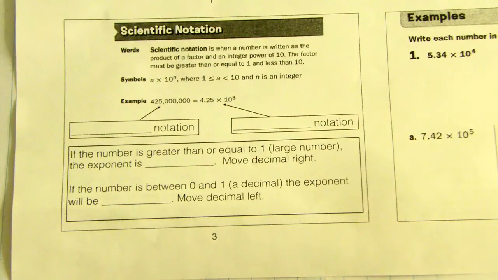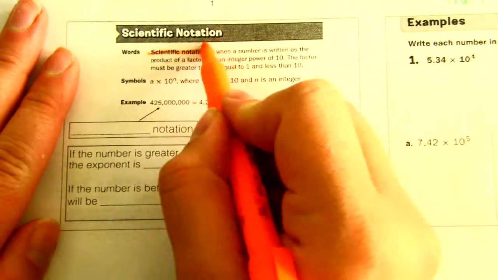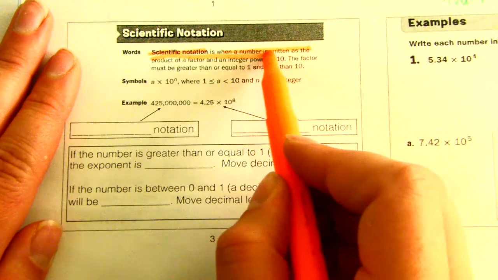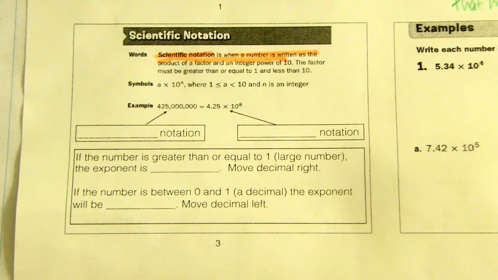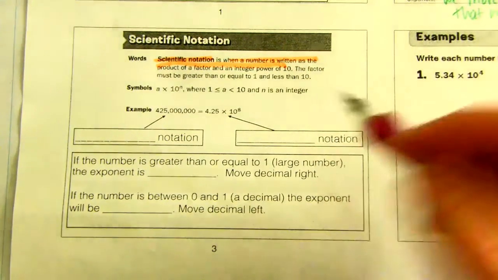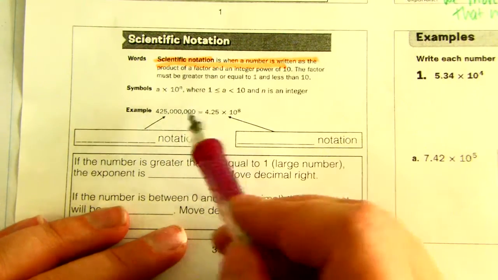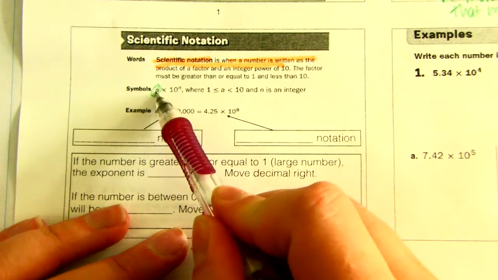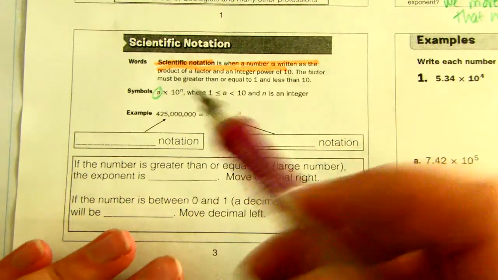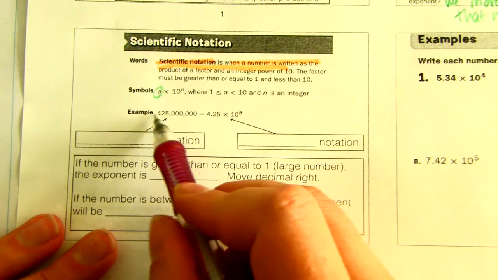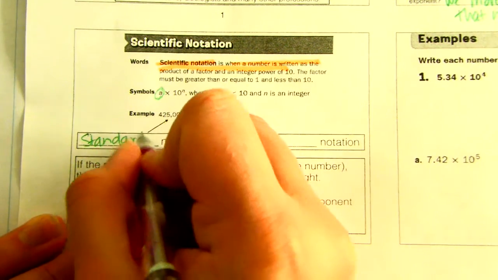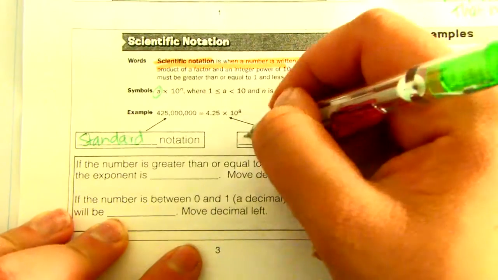All right, so we do have a vocab word here. So I'm going to go ahead and highlight that, and you can fill it out on your vocab sheet. Scientific notation is written when a number is written as the product of a factor and an integer power of 10. So the factor must be greater than or equal to 1 and less than 10. So we're going to notice here where our number is the numbers 1 through 9, but any more than 10 it would change it. And we'll see that here coming up in a little bit. When the number is written all out like that, that's called standard notation. We've been talking about that in class. And then this is called scientific notation.